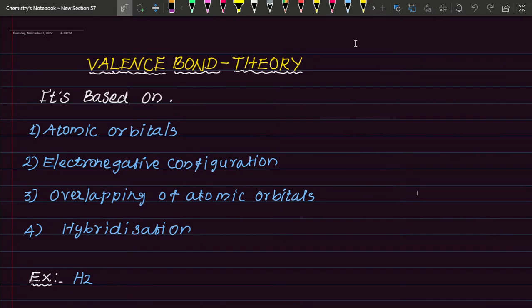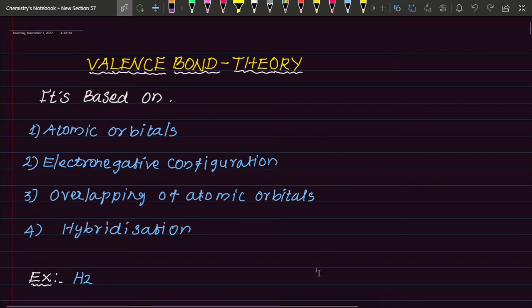Welcome to Chemistry World. Today we will see valence bond theory. This is one of the important theories in chemistry. It is based on, first, atomic orbitals. Second one, electronic configuration. Third one, overlapping of atomic orbitals. Fourth one, hybridization.